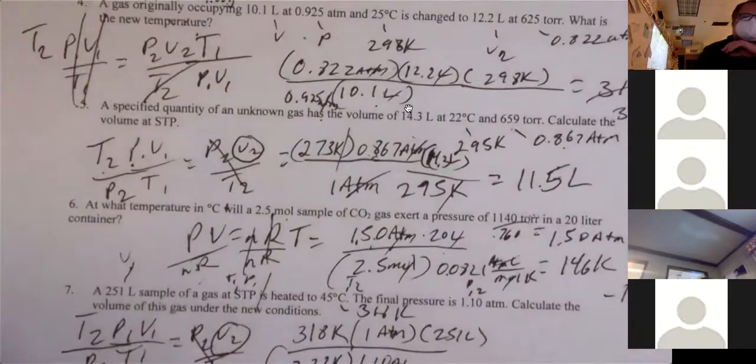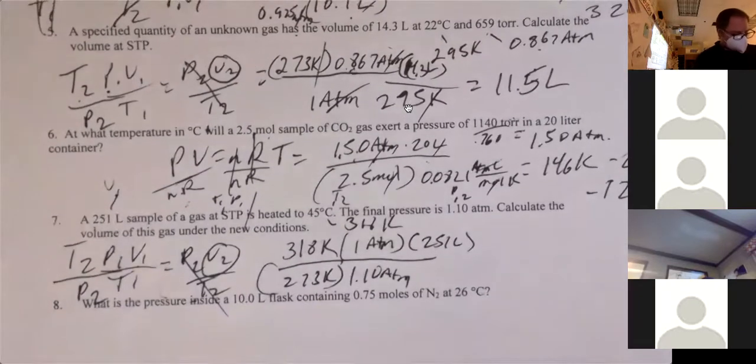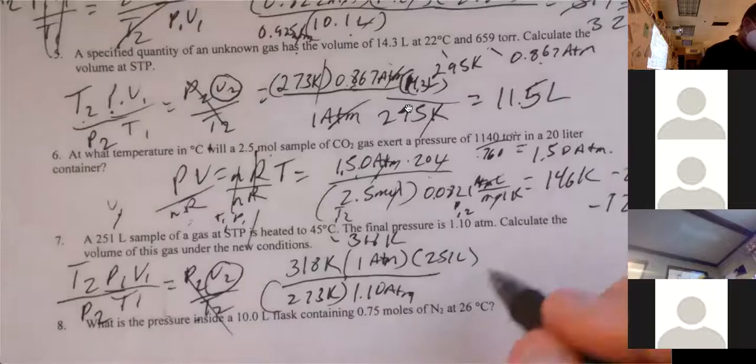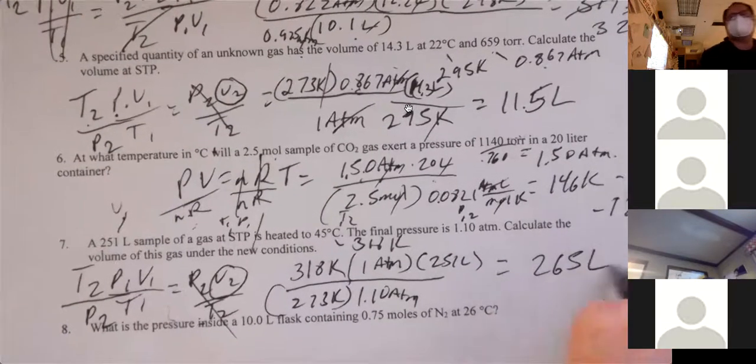318 times 1 times 251 divided by 273 divided by 1.10. The answer is about 265.7942. 265 liters.